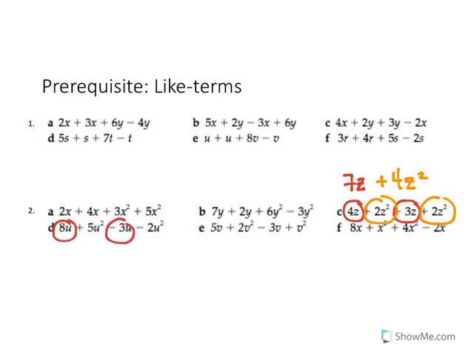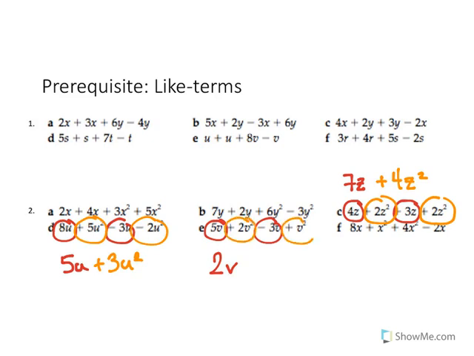8u minus 3u's will actually leave you with 5u's. 5u squared minus 2u squared, that leaves you with 3u squared. 5v minus 3v will make 2v's. 2v squared plus v squared gives you 3v squared. 8x minus 2x's leaves you with 6x. X squared plus 4x squared leaves you with 5x squared.